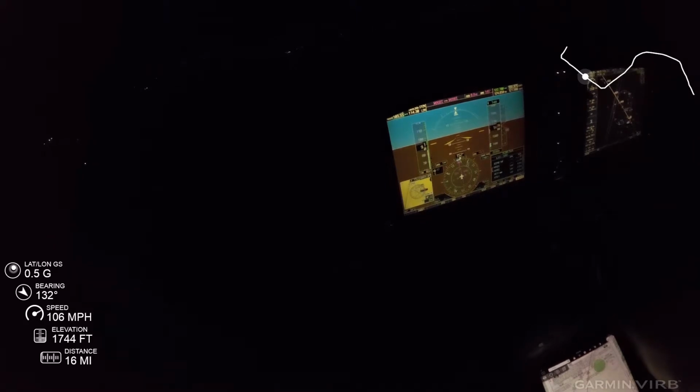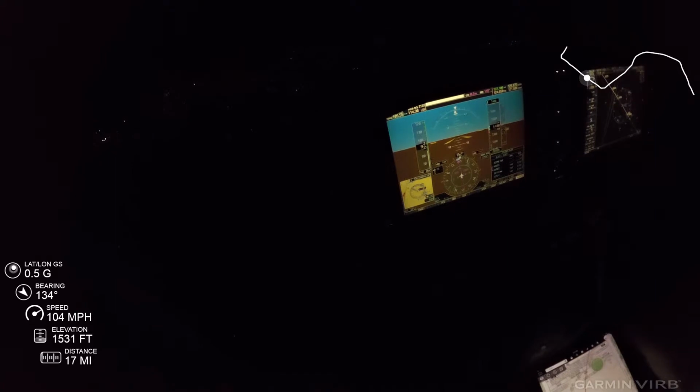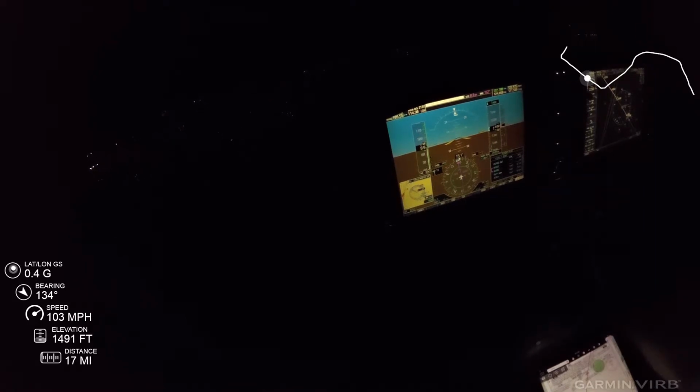At Wispy, level off at 1,400. 1,580. 100 feet per minute, 90 knots. That looks pretty good. 1,520. Trim a little bit. 1,440. Alright. Level off here at 1,400. A bit of power. In that heading.